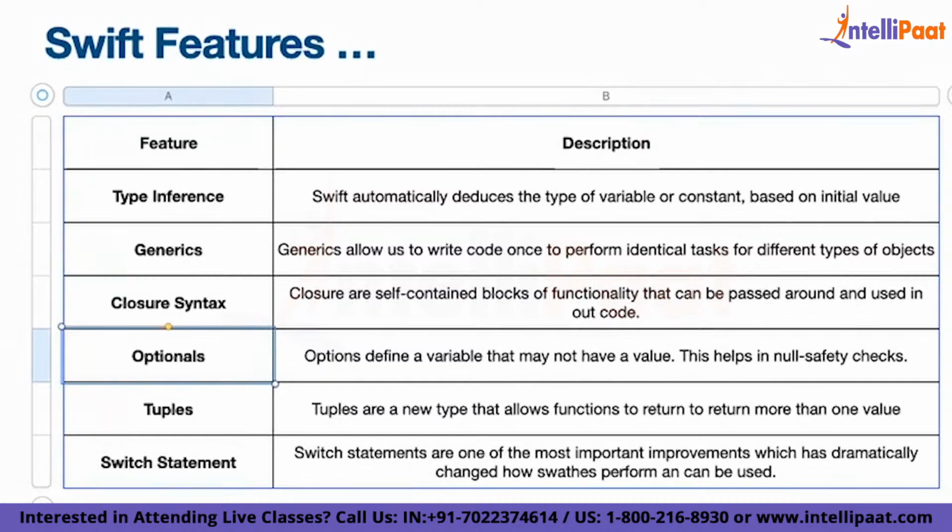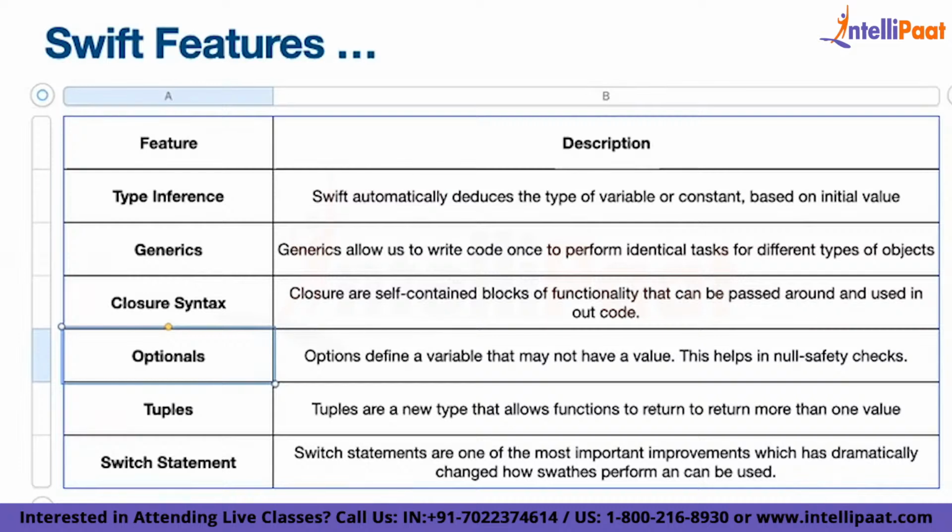All right, guys. So we were talking about optionals. Optionals is a way in which we avoid getting null pointer exceptions, because the developer always knows if the value exists or not.